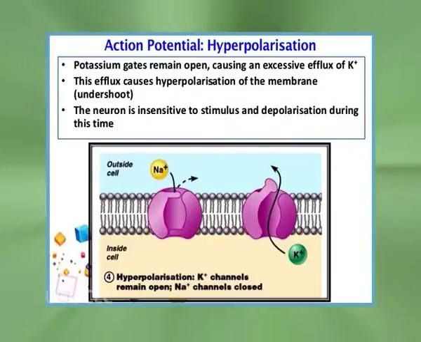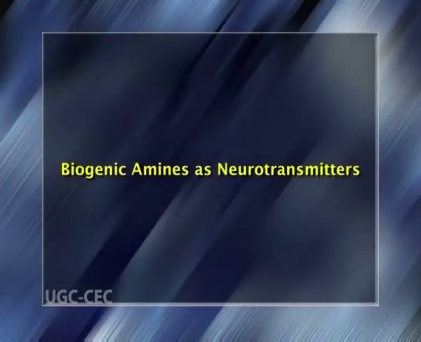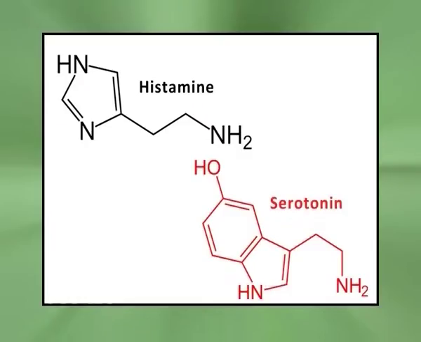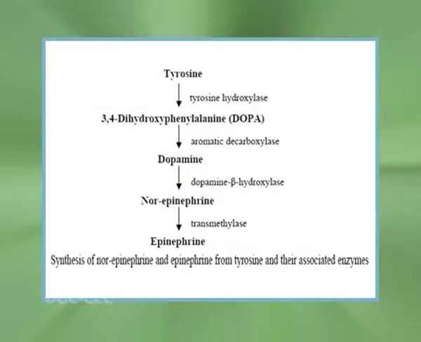The activation of acetylcholine receptors by the binding of acetylcholine leads to an influx of sodium (Na+) into the cell and the efflux of potassium (K+), resulting in a depolarization of the postsynaptic neuron and the initiation of a new action potential. Now let us discuss biogenic amines as neurotransmitters. Biogenic amines include the catecholamines such as dopamine, norepinephrine, and epinephrine, as well as indole amines such as serotonin and histamine. Dopamine and norepinephrine are synthesized from the amino acid tyrosine.